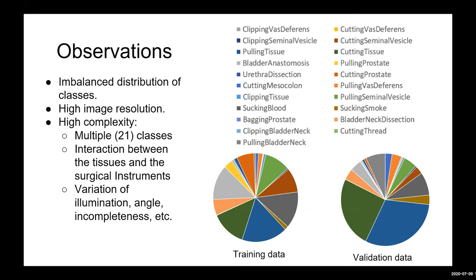Moreover, the categories of labels are fine-grained, which leads to the difficulty of distinguishing similar actions. For example, there are 4 types of clipping, 6 types of cutting, 5 types of pulling. Categorizing these actions can be challenging. Another characteristic is that the surgical data involve many interactions between the tissues and surgical instruments, which is rare in other object detection problems. Other uncontrolled variables also cause difficulties for action detection, such as variation of illumination, different view angles, and occlusions of surgical instruments.